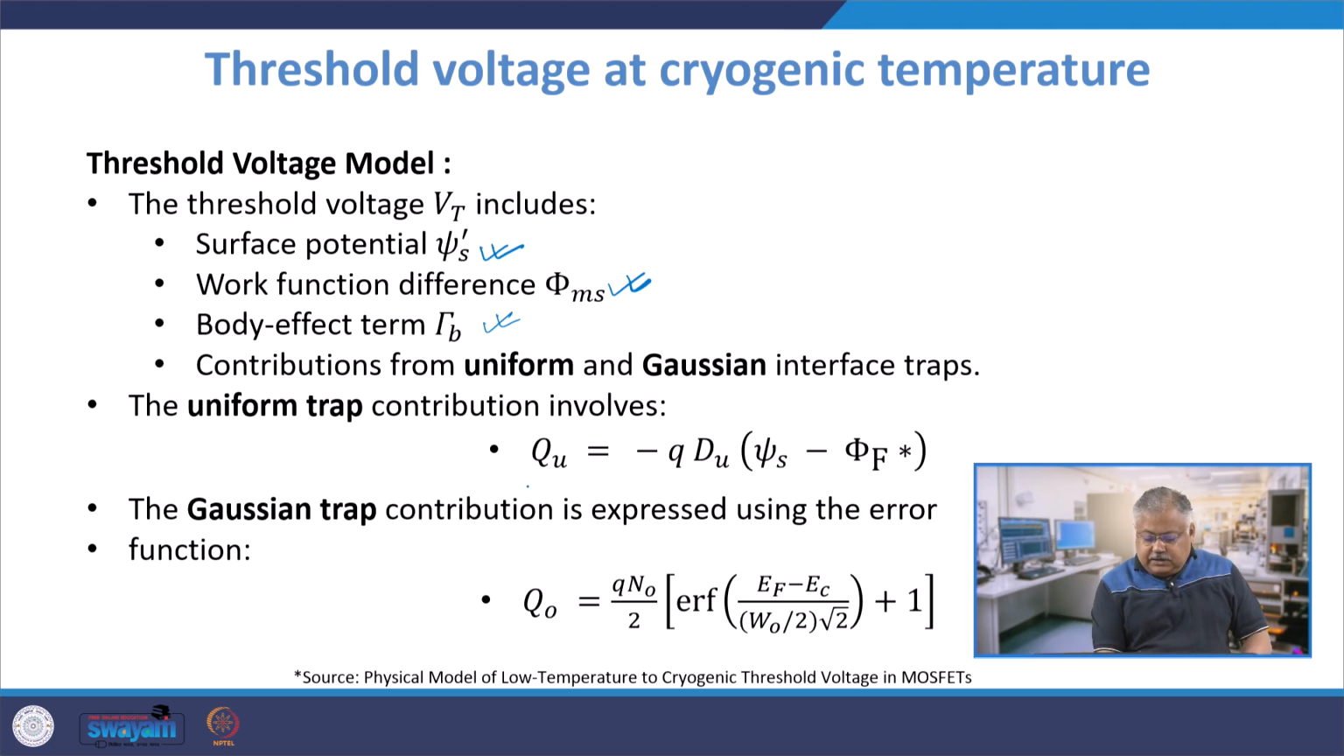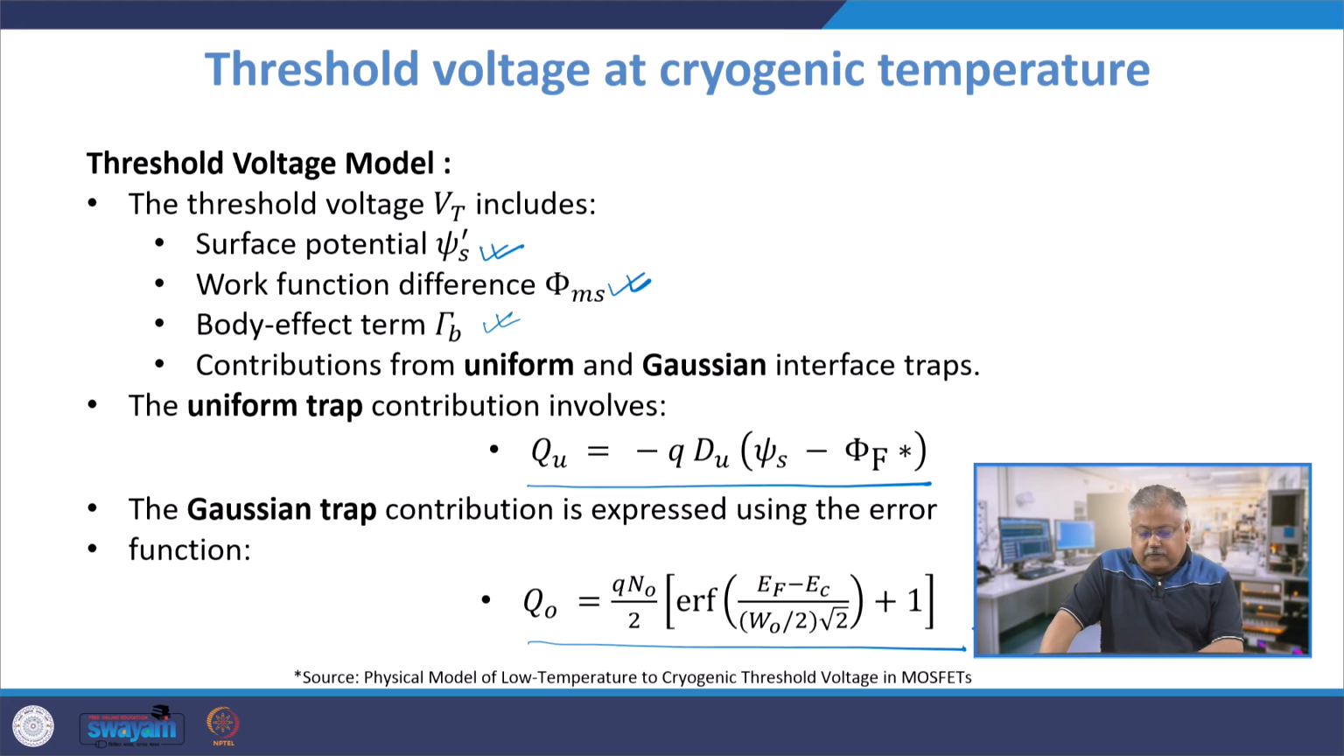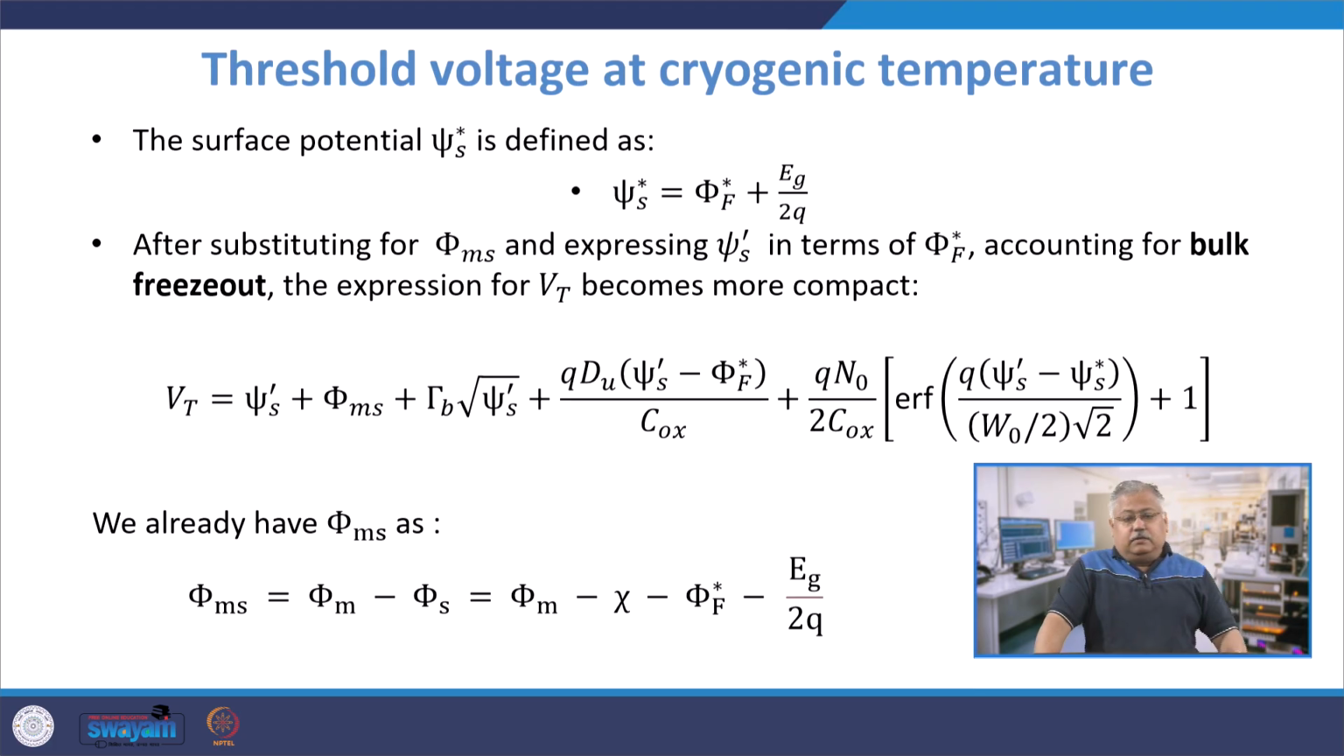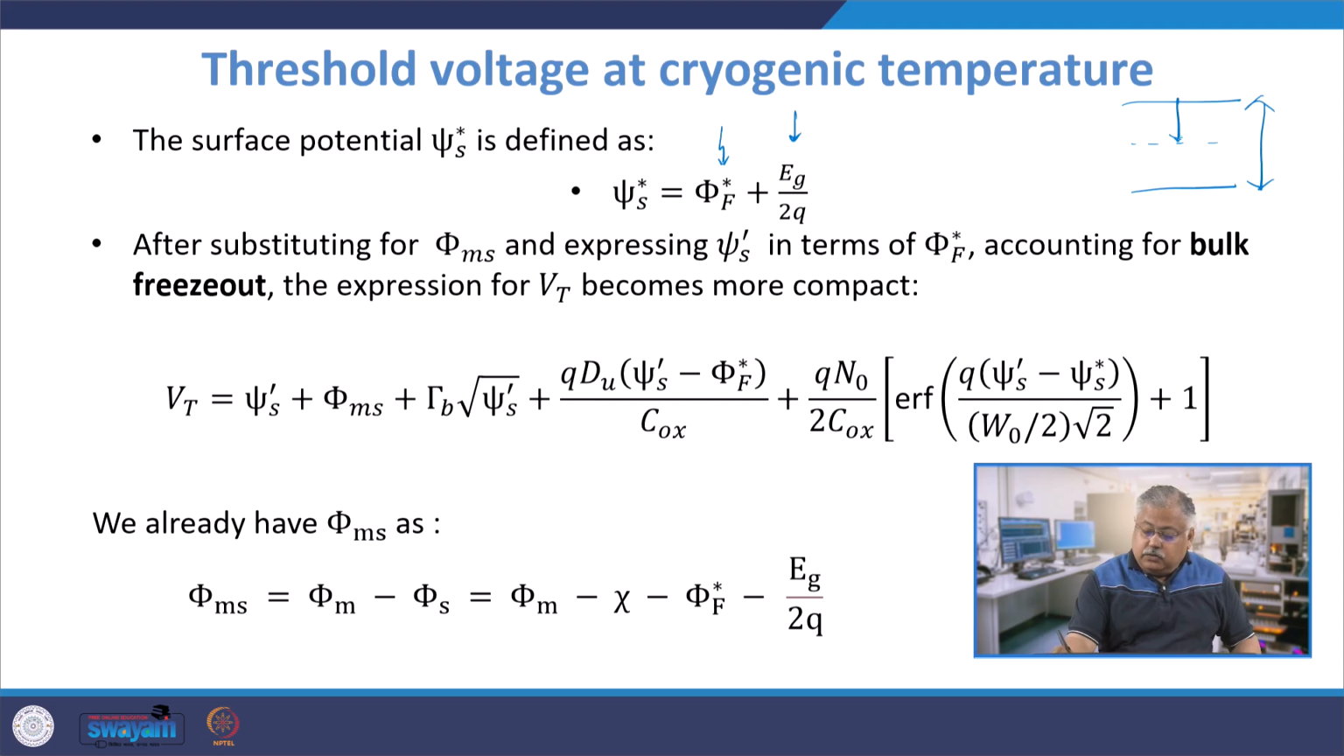So, the uniform trap charge is given by this formula and the Gaussian trap contribution is given by this formula, right. The first one depends upon D_U, the second one depends upon N naught, and these are the functions which are available in this case. The modified surface potential is given as the sum of the modified Fermi potential, which is this part, right, and Eg by 2. Eg by 2, why you divide it by Q to get into potential. So, Eg by 2 because you are in the band gap, at the center of the band gap. So, this was your Eg, right, and this is your Eg by 2, the center of the band gap which you see, right.